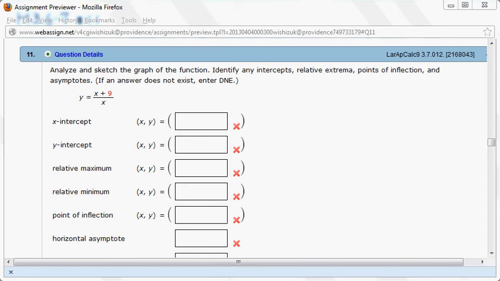Alright, let's look at the homework 3.6, 3.7, number 11. We want to sketch the graph of y equals x plus 9 over x. So let's find the x-intercepts.